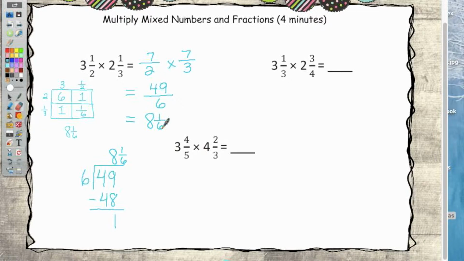Wow. So the goal is to be able to do it standard algorithm, but we're going to start with the area model, and we'll start doing that tomorrow. Okay? All right, let's do the next one.